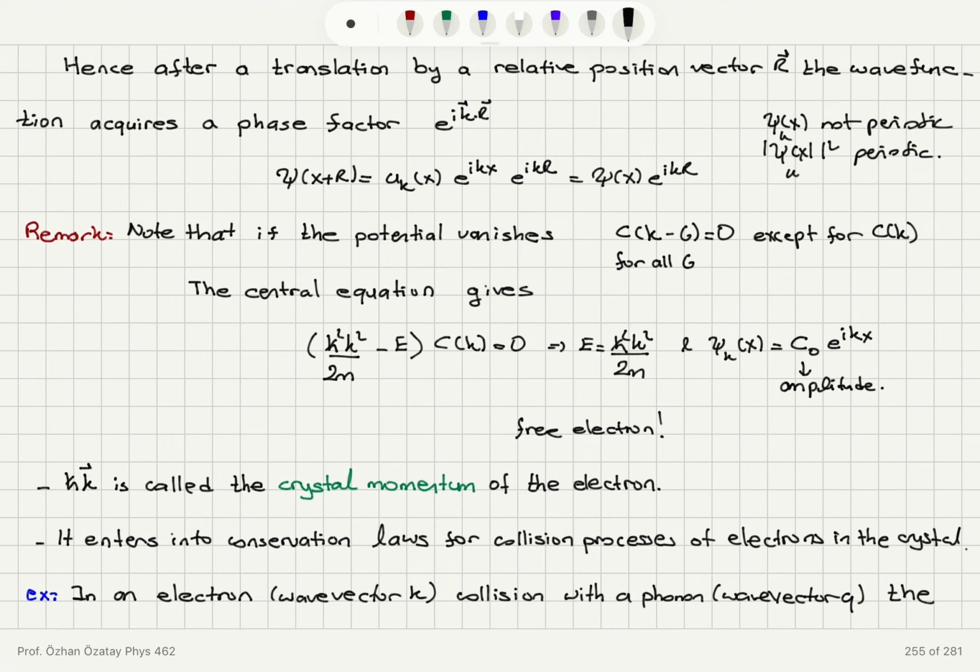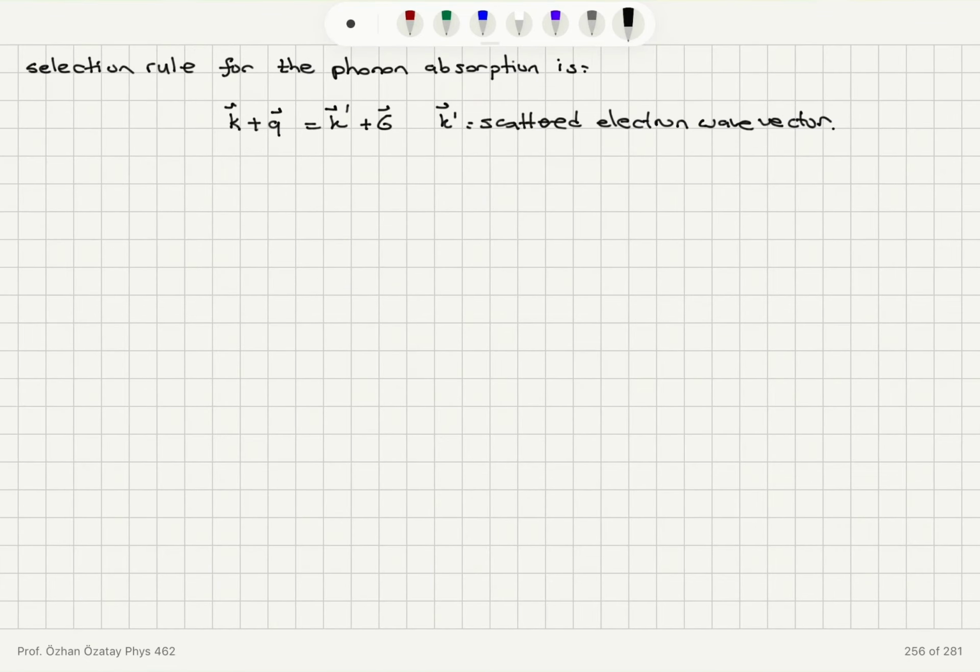The h bar k is called the crystal momentum of the electron. It enters all the collision processes where we write the momentum conservation as the momentum of the electron, and we have demonstrated that if we have an electron-phonon collision, for example, the phonon absorption process will result in the scattered electron wave vector k prime plus the reciprocal lattice vector G that corresponds to the momentum that is transferred to the crystal structure.